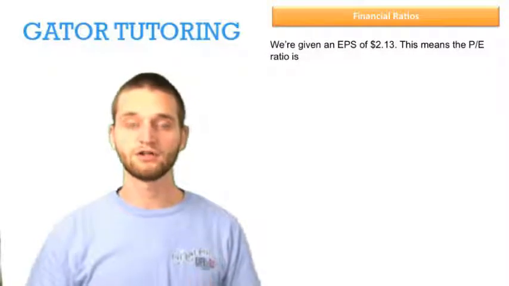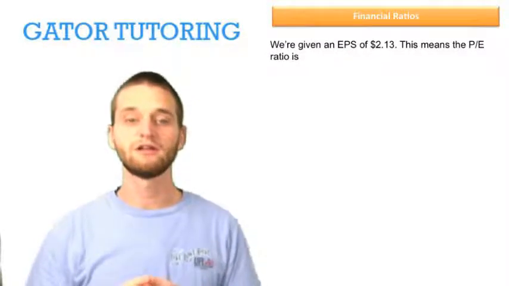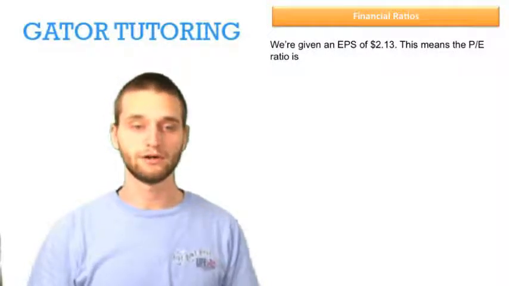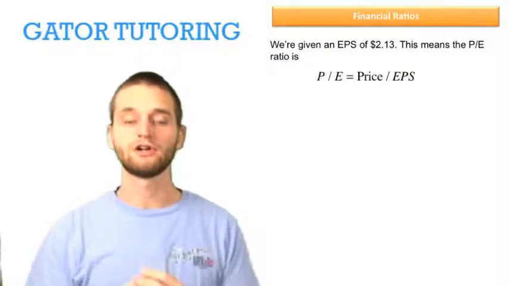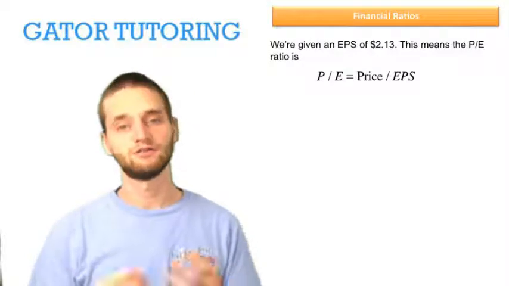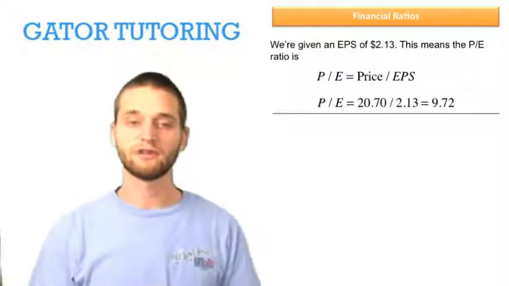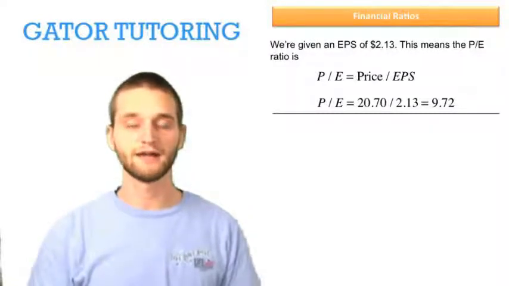So we're given an earnings per share of $2.13, and now we have all the information we need to find what the price to earnings ratio is. Remember, the price to earnings ratio is the price of a share of stock divided by the firm's earnings per share. So it's the $20.70 divided by $2.13. That gives us a price to earnings ratio of 9.72.